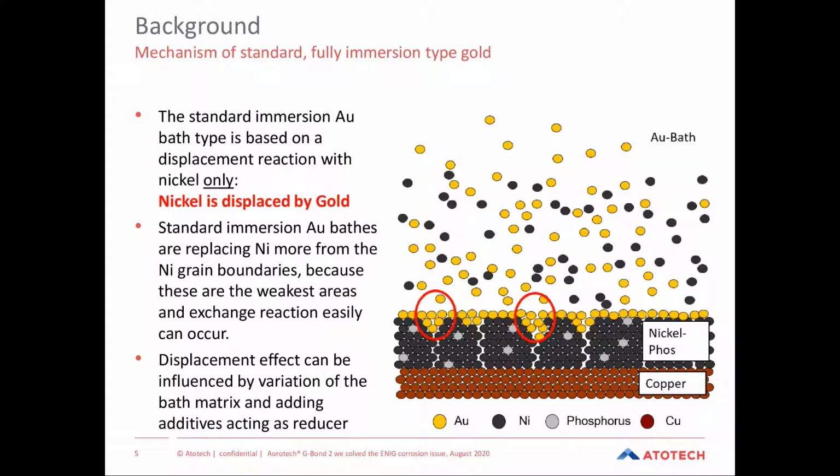When we talk about ENIG, it's the abbreviation for electroless nickel immersion gold. So we are talking about an immersion gold process where we deposit gold by dissolving nickel. It's a displacement reaction, and the electrons are only provided by the dissolution of nickel. In the standard immersion gold baths, this is the main reaction, and we really need to dissolve the nickel to be able to deposit the gold.